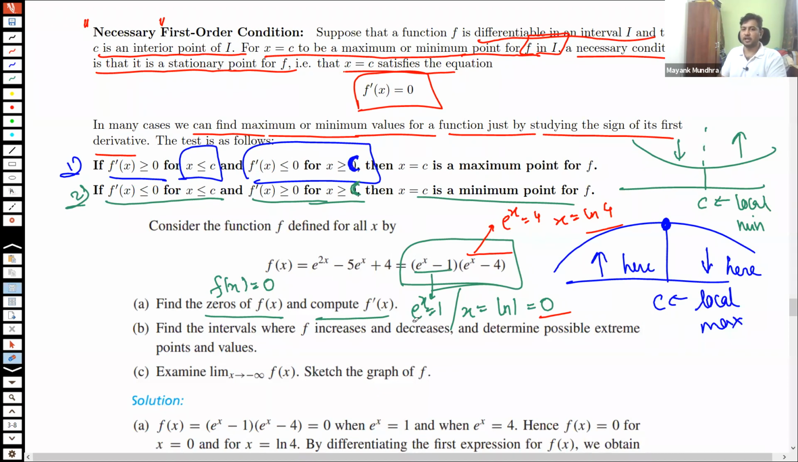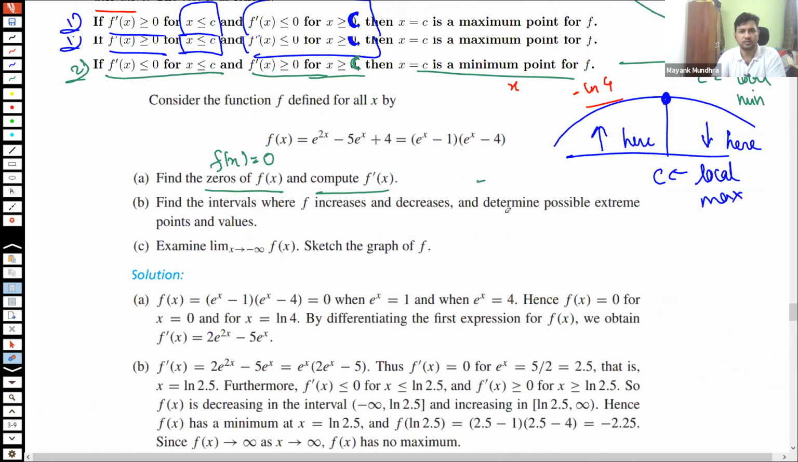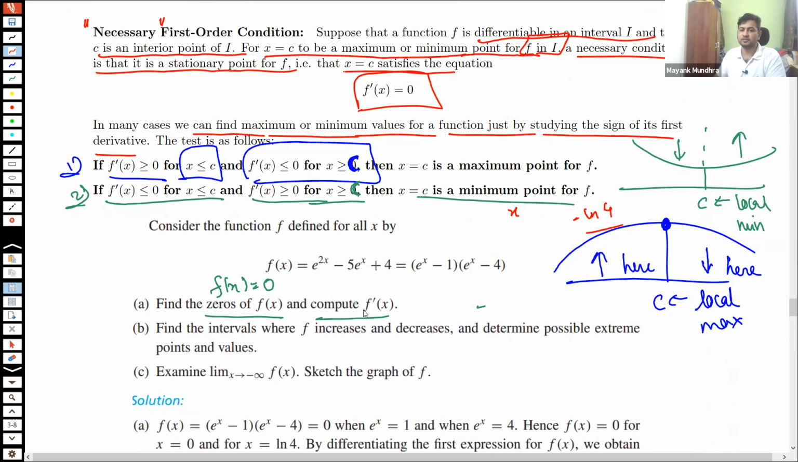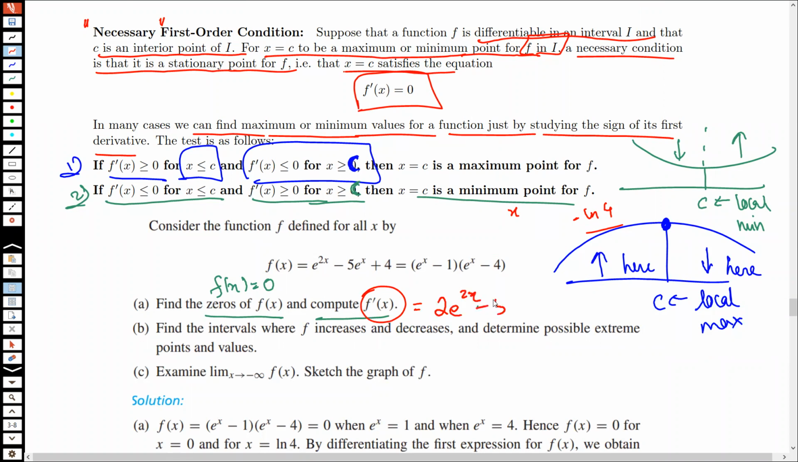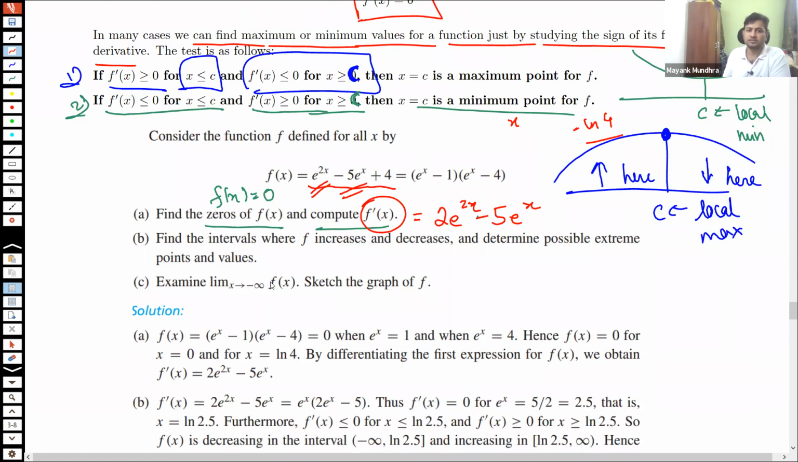What is going to be the f prime of this function, the derivative of this function? So twice e to the 2x minus 5 e to the x. Yeah. So you can derive this thing. So differentiation of this will be twice e to the power 2x. Differentiation of this thing is minus 5 e to the power x. E to the power x, the differentiation is e to the power x. So if you remember that one, this thing is very easy.